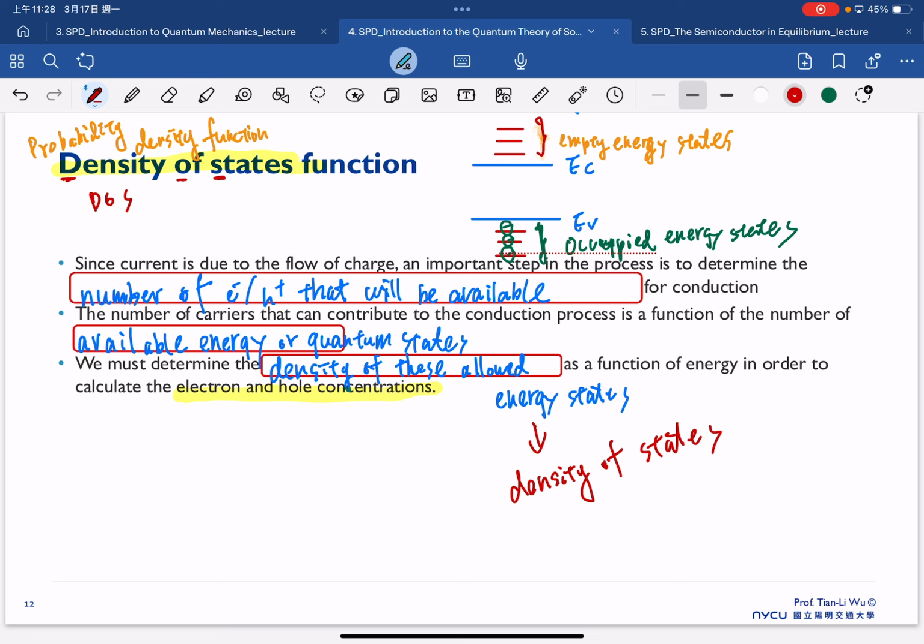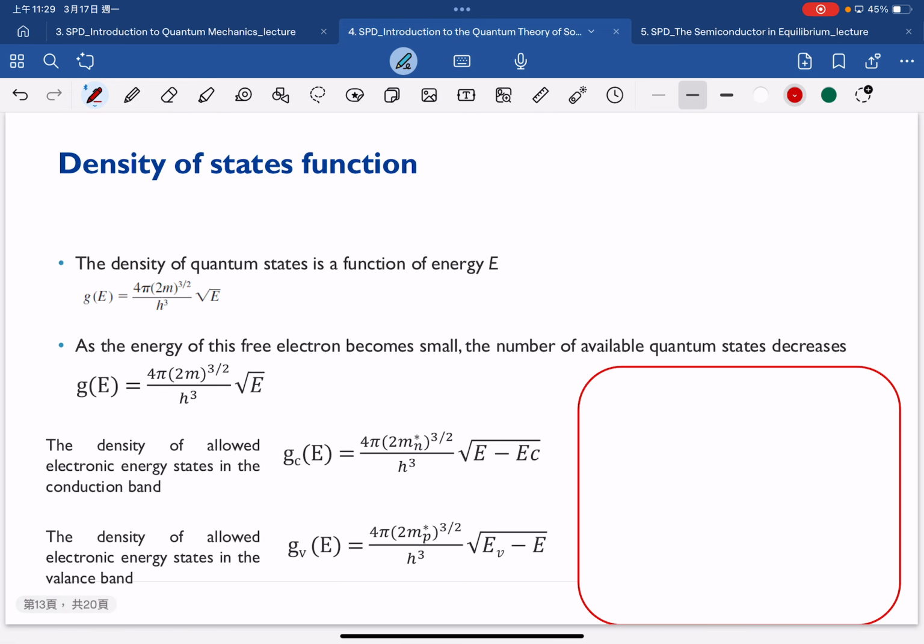Okay, so now let's look at how we estimate the density of states function. Again, we won't do the very detailed derivation of the equation because it takes too much time. The purpose of this class is not the mathematics and physics behind it. First of all, the density of a quantum state is a function of energy E, so it can be expressed by this.